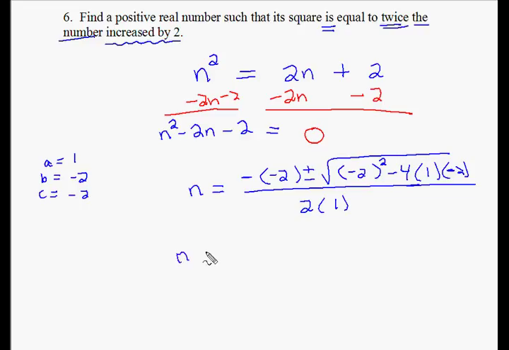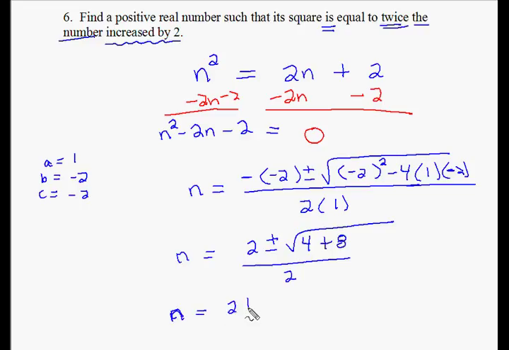So let's clean this up slowly and carefully. n is equal to positive 2 plus or minus the square root of 4 plus, because there's 2 negatives, multiplying that together is 8, all over 2. So we have n is equal to 2 plus or minus the square root of 12 all over 2. And we can clean that up a bit. n is equal to 2 plus or minus 2 square roots of 3 all over 2.